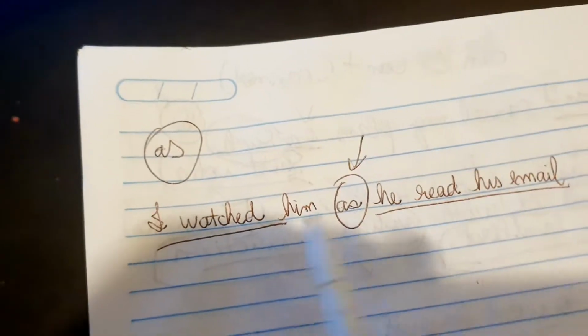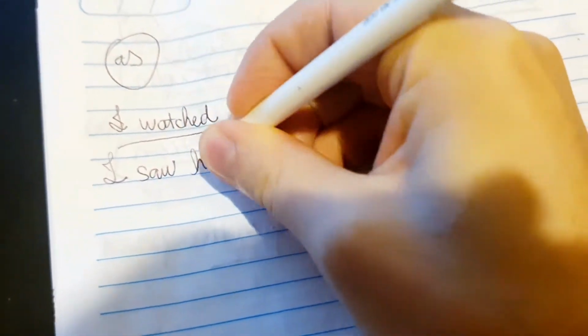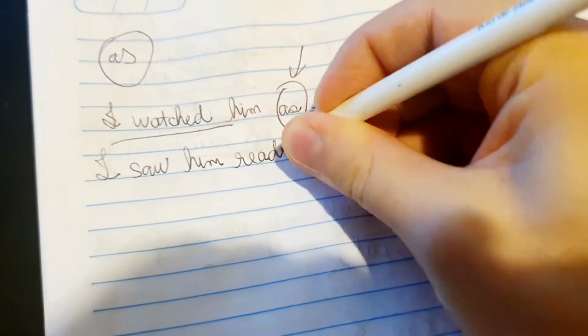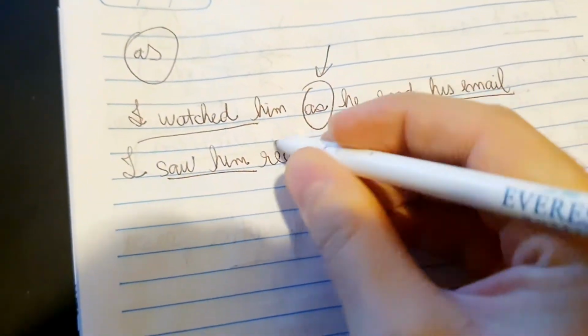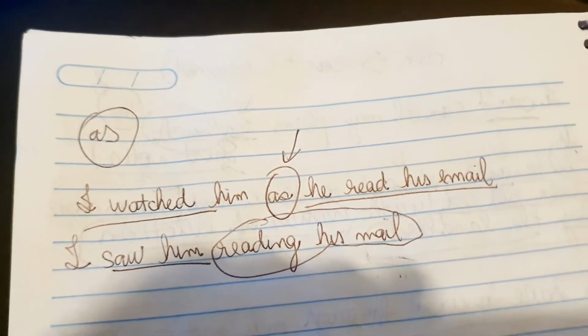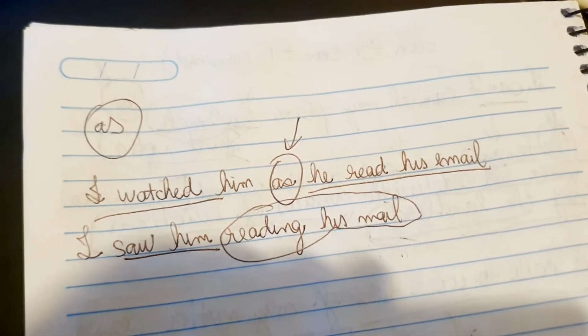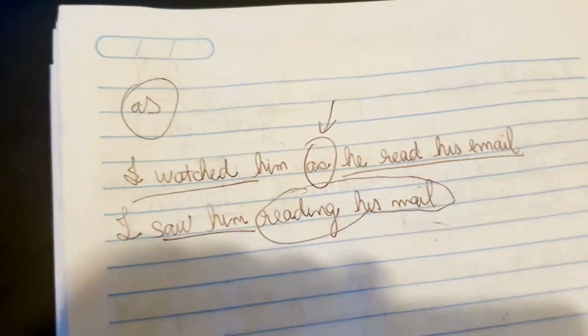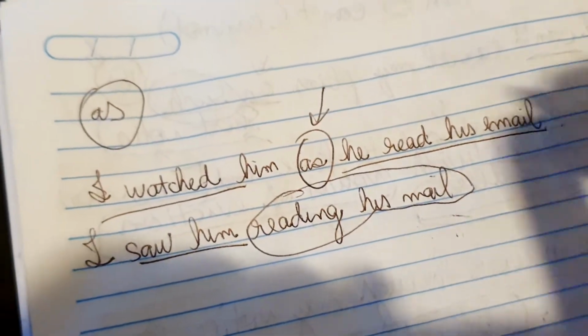It means that I saw him reading his email. It's like this. It's another way of saying it. I saw him reading his email. Or at the same time he was reading his email, I watched him. So 2 different things happened at the same time, okay? Okay. All right.